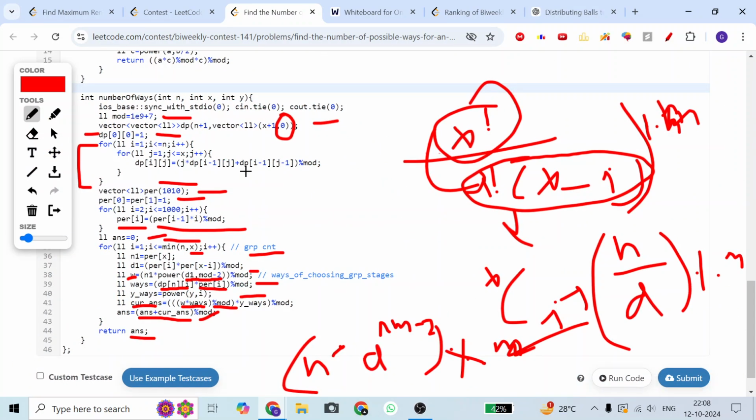So this is my AC code. I hope you all understand the solution. If you have any doubt, you can just comment. I will try my best to explain.